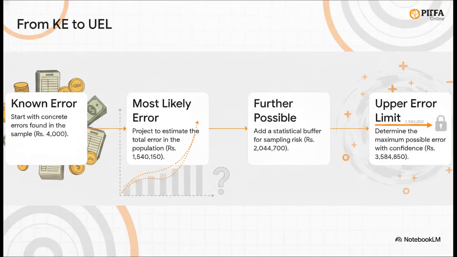So you see how these ideas build on each other, right? You start with your hard fact, the known error. Then you project that out to get your best guess, the most likely error. But because you can't be 100% sure, you add a statistical buffer for that sampling risk. This buffer is made up of a couple of things the FAM calls basic precision and precision gap widening. We'll see them in action in just a minute, but when you put it all together, they get you to your final, super conservative conclusion, the upper error limit.